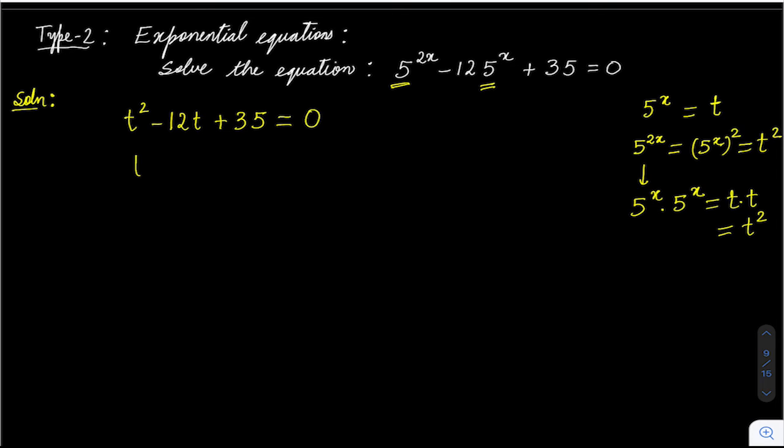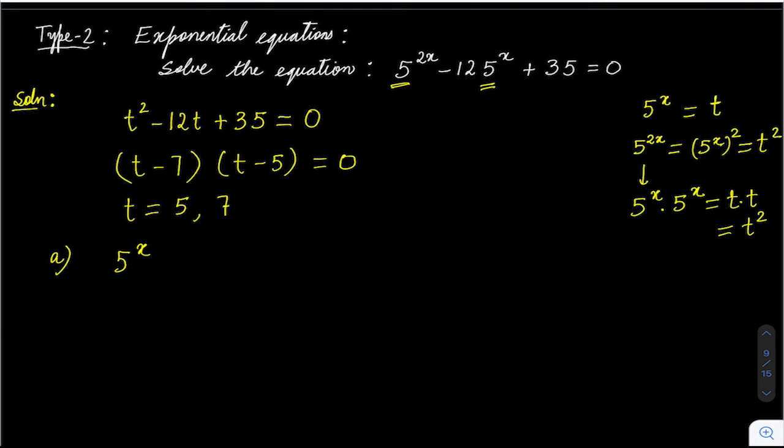Now I have a quadratic. I think everyone can easily simplify this. So the factors will be t minus 7 and t minus 5. 7, 5, 35, 5 plus 7, 12. Correct. So t will be equal to now 5 and 7. But remember, we have just solved for t now. We need x.